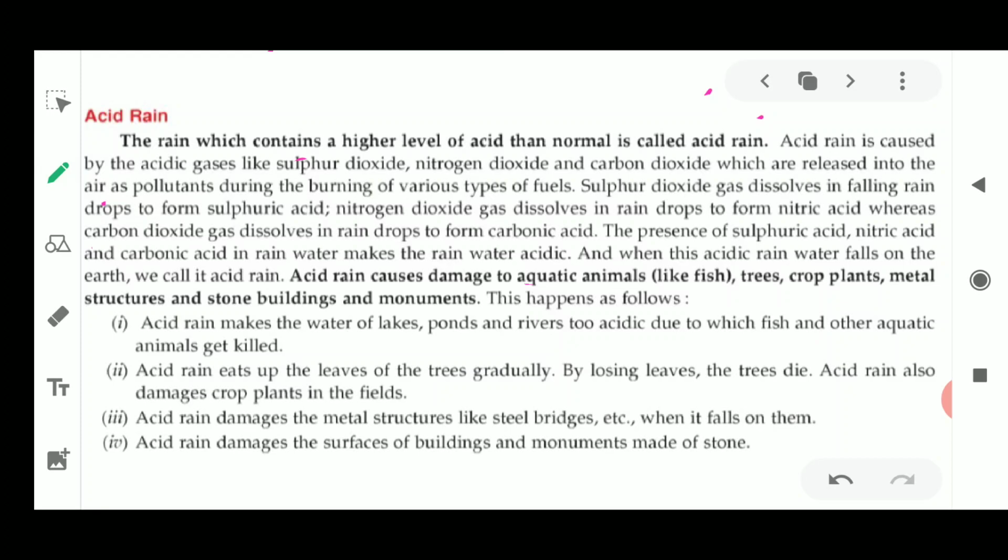Now you know that wherever this acidic water falls, it is going to damage the surface, whether it is a plant surface, an animal surface, or a building's surface. So it is very dangerous. They are going to acidify all the water bodies wherever these acids are mixed, and cause damage to aquatic life like fish, trees, crops, metal structures, stone buildings and monuments. So this happens as follows. Acid rain makes the water of lakes, ponds and rivers too acidic. Why?